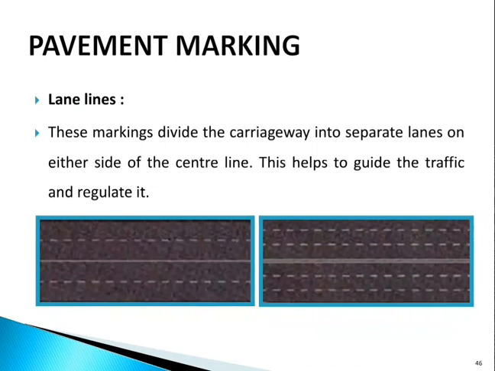Next is lane lines. These markings divide the carriageway into separate lanes on either side of the center line. This helps to guide the traffic and regulate it. So you can see both types of it in the image.